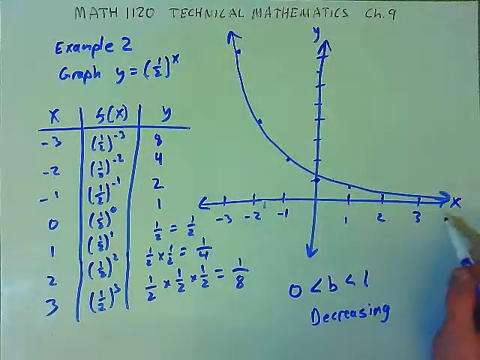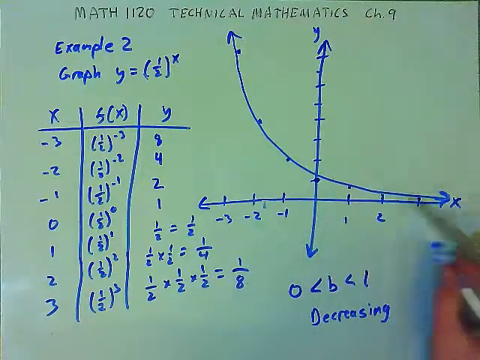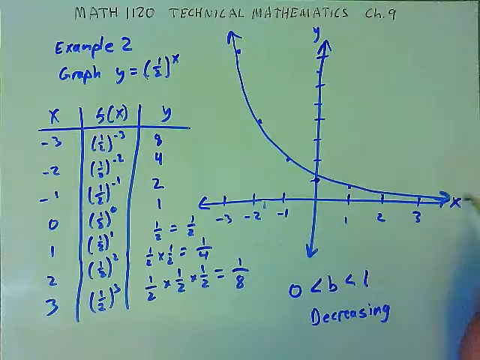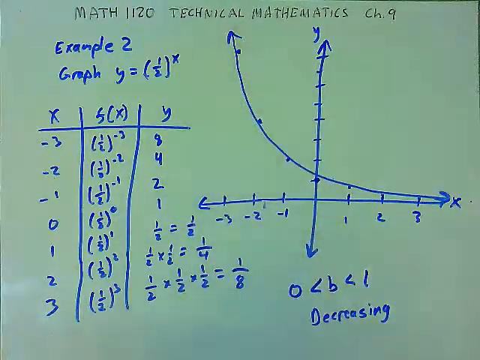And while we're here, I should also point out that no matter how big x gets, the y value will never be negative. It just gets closer and closer to 0 as we go out to infinity. So as x gets really, really big, y just gets really, really small. And as x gets really, really small, y gets really, really big.